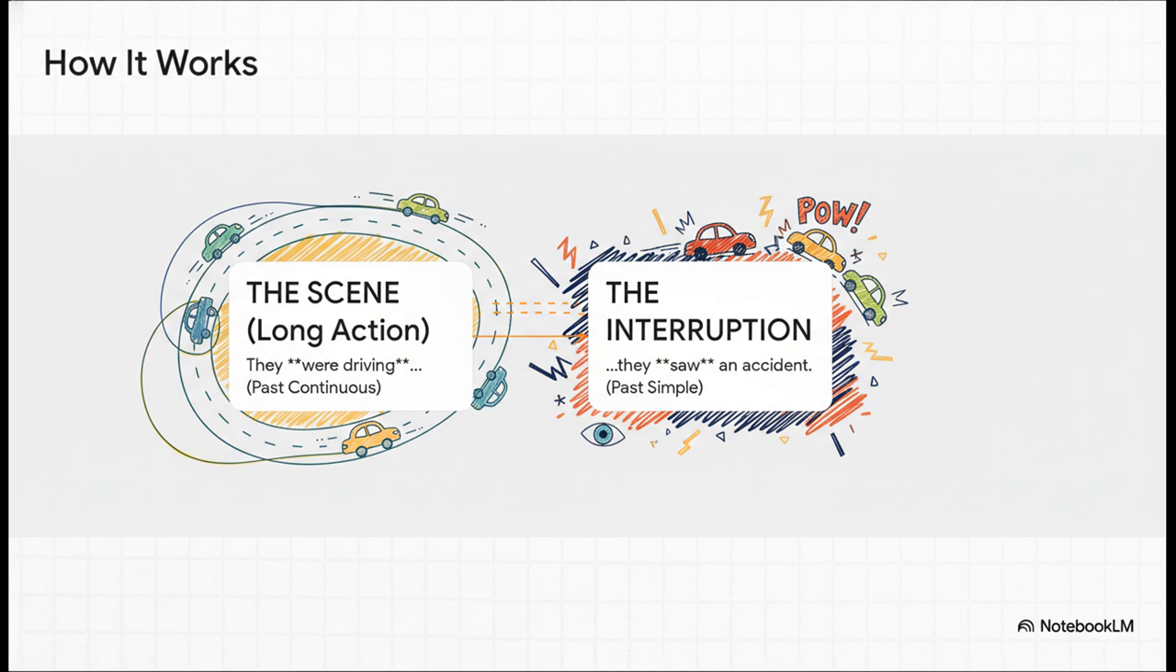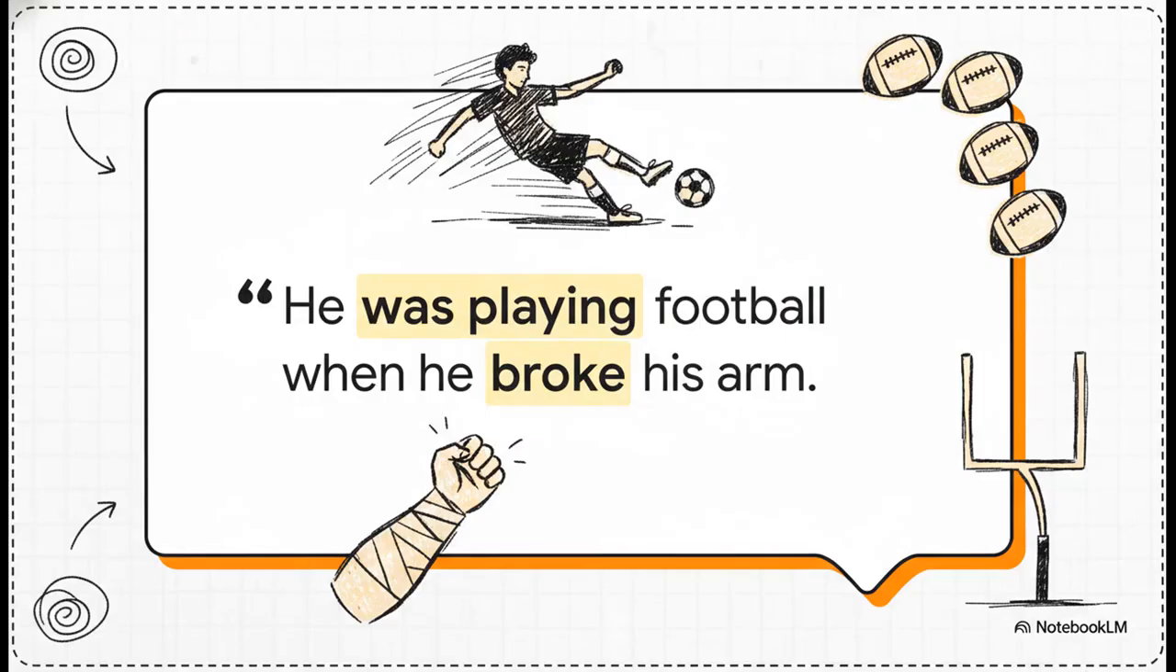First, you use the past continuous, your movie camera, to set the background scene. In this case, they were driving. Then, you use the past simple, your snapshot, for the short, sudden thing that interrupts it. They saw an accident. You set the scene, then you have the interruption. That's it. Here it is in action.